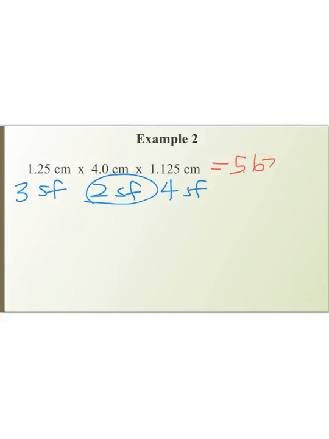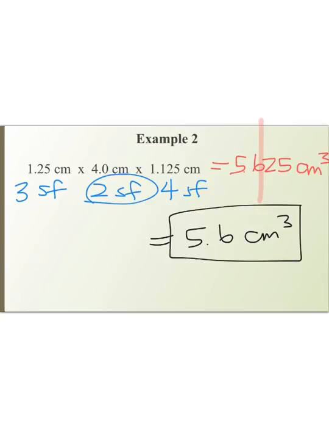5.625 centimeters cubed. Now my answer should only have 2 significant figures, so that means I am rounding it right there. And so my answer would be 5.6 centimeters cubed. Okay, rounded to the correct number of significant figures.